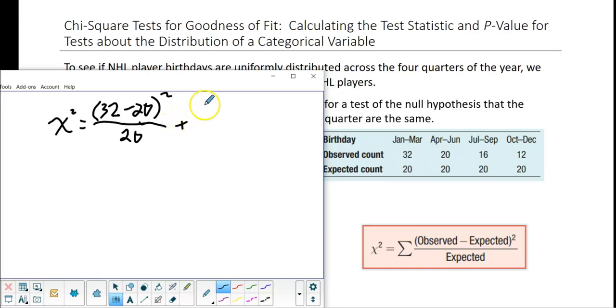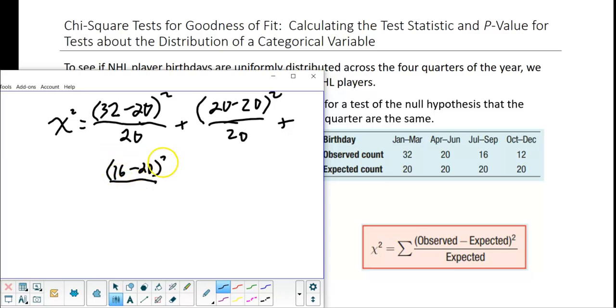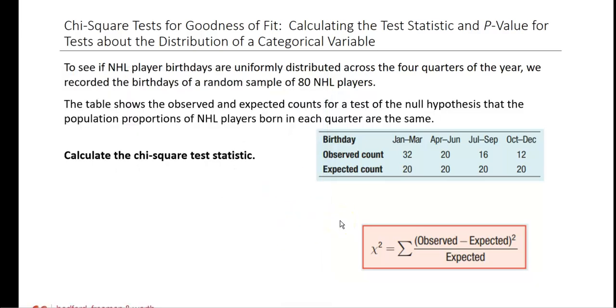That's January through March, plus, this would be what? 20 minus 20 squared, which is 0, over 20. Plus, I'm putting this down below, but it's all in line there. Observed would be 16 minus 20, squared, so that would become positive, over 20, plus 12 minus 20. Again, negative, but it becomes positive when you square it, over 20. And that should give you your chi-squared value if you wanted to do it by hand. We don't often have to do that, but you want to be able to set that up.